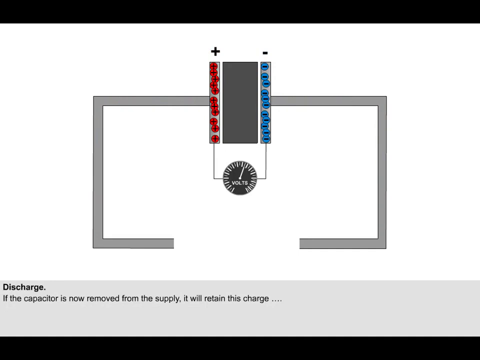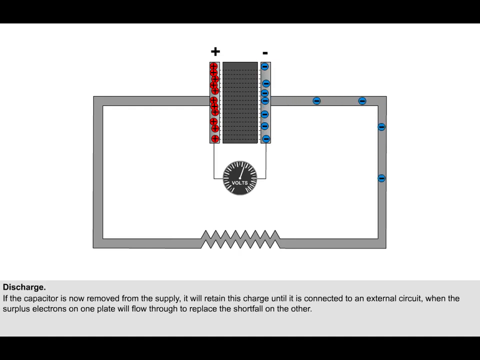If the capacitor is now removed from the supply, it will retain this charge until it is connected to an external circuit. Then the surplus electrons on one plate will flow through to replace the shortfall on the other, and the atoms in the dielectric will return to their original shape.